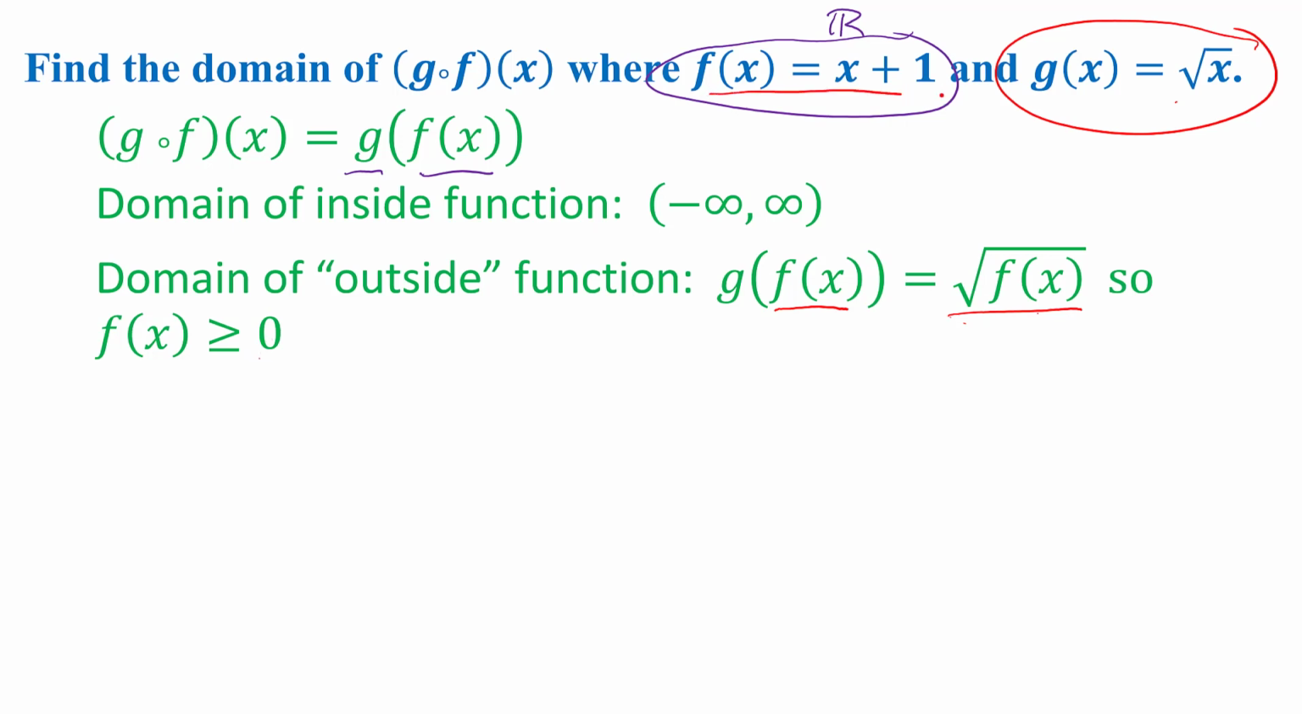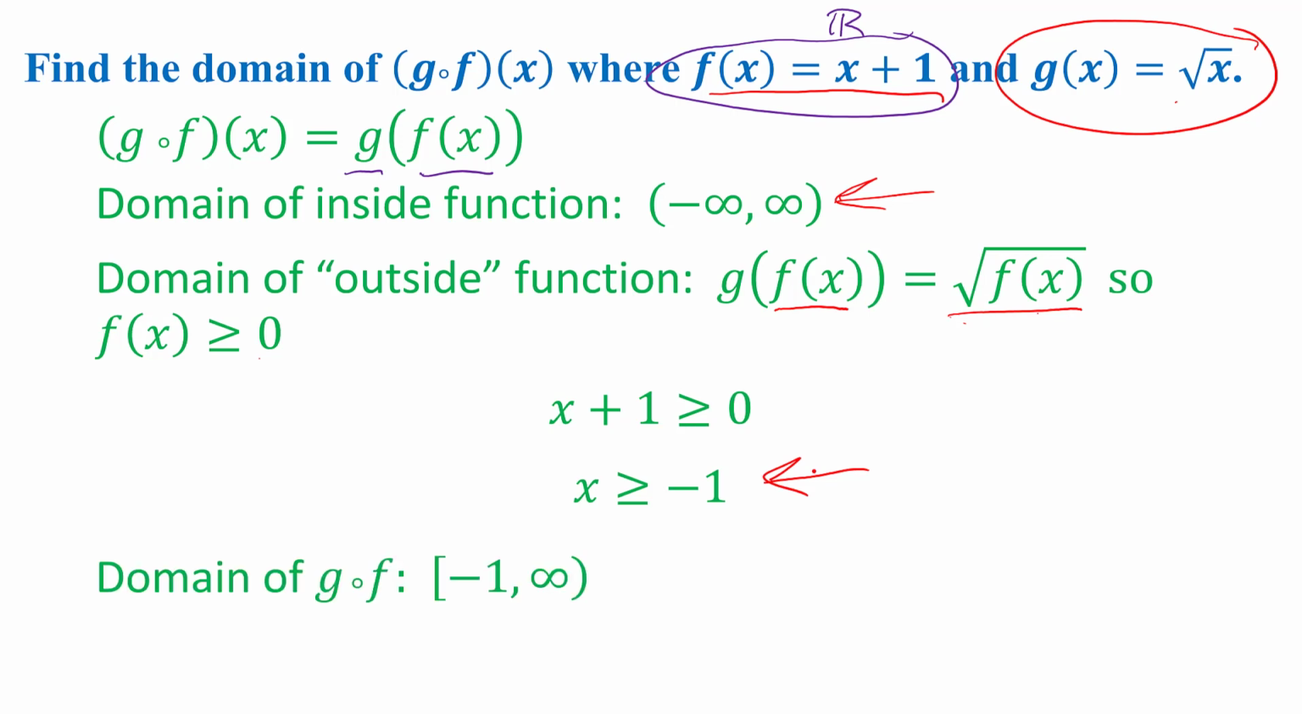So if f of x has to be greater than or equal to 0, that tells me that x plus 1 has to be greater than or equal to 0. Then x has to be greater than or equal to negative 1. So our restrictions on the domain of g composed with f of x come from the restrictions on the domain of the inside function and the restrictions imposed by the domain of the outside function. Here our only restriction is that x be greater than or equal to negative 1, so our domain of g composed with f is going to be negative 1 to infinity, including negative 1.